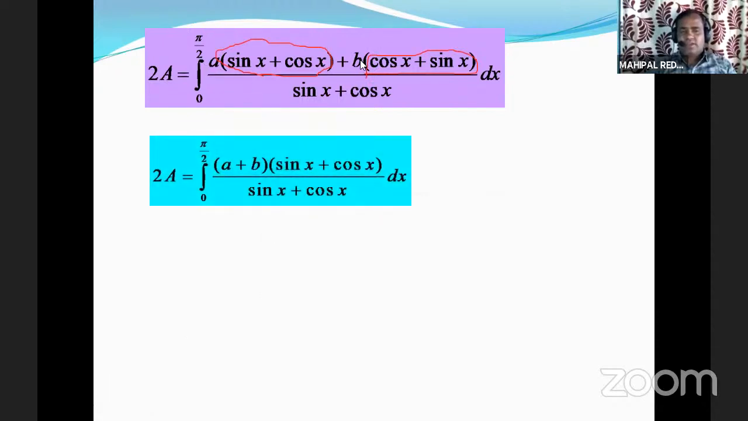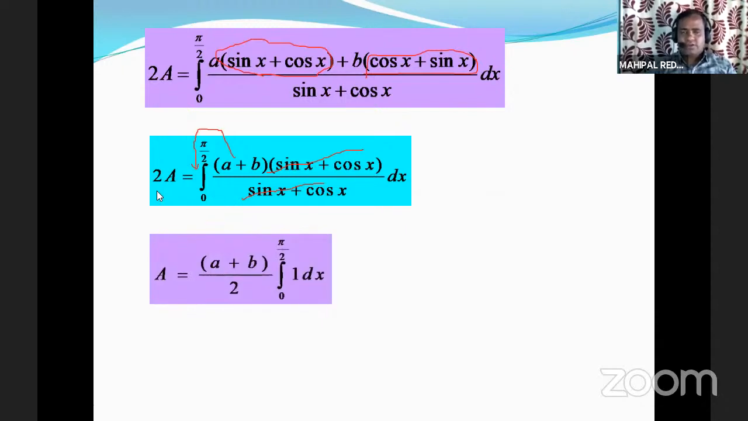What is the next one? 2a equals (a plus b) into (sin x plus cos x) by (sin x plus cos x). So sin x plus cos x, numerator and denominator get cancelled. And I will write the a plus b outside because it is a numerical value. Send this 2 also to the other side: left side multiplication 2 goes to the other side. It becomes a plus b by 2, integration 0 to pi by 2. These sin x plus cos x, both get cancelled, numerator and denominator. The remaining is 1 only, 1 dx.